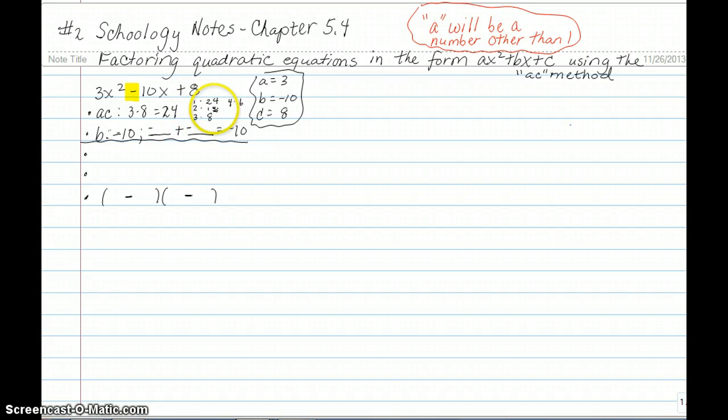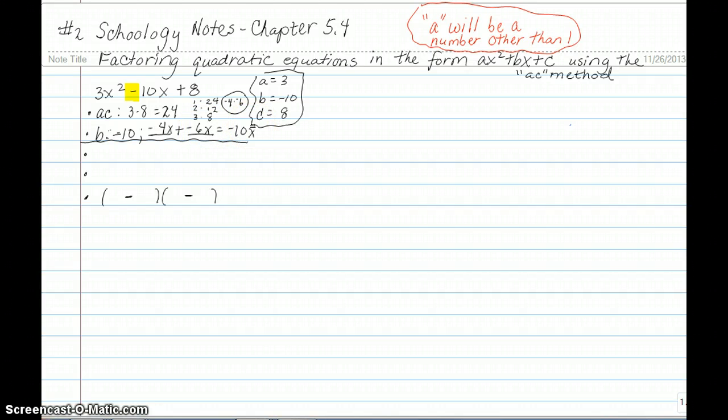2 and 12 is 14. Does not give you 10. It gives you 14. 3 and 8 is 11, does not give you 10. 4 and 6, however, does give you 10. But it's not going to be positive 4 and positive 6. It's going to be negative 4 and negative 6, which will give you a negative 4 times a negative 6 is a positive 24. So now I bring down this negative 4 and this negative 6, and they equal 10. I'm going to add the x's on.